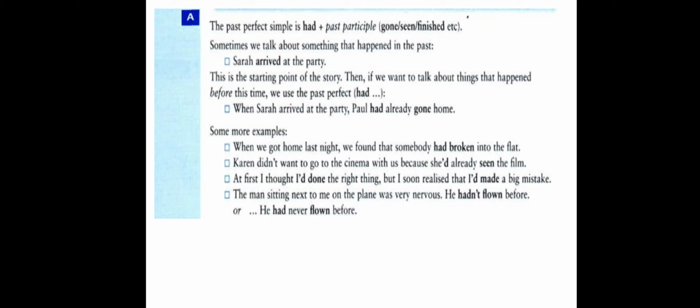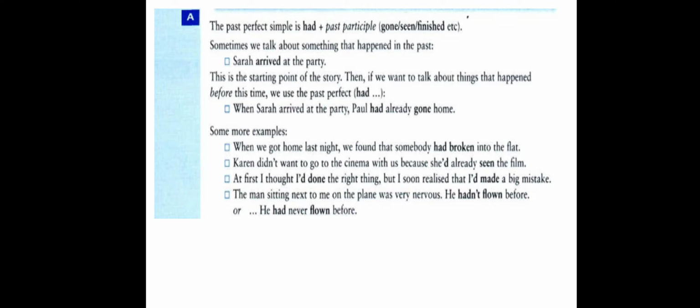Sometimes we talk about something that happened in the past. Sarah arrived at the party. This is one action in the past, so we use the past simple. The party is finished, so we use the past simple for a finished action. This is the starting point of the story. When we say Sarah arrived at the party, this is the starting point. But something happened before this starting point. If we want to talk about things that happened before this time, we use the past perfect.